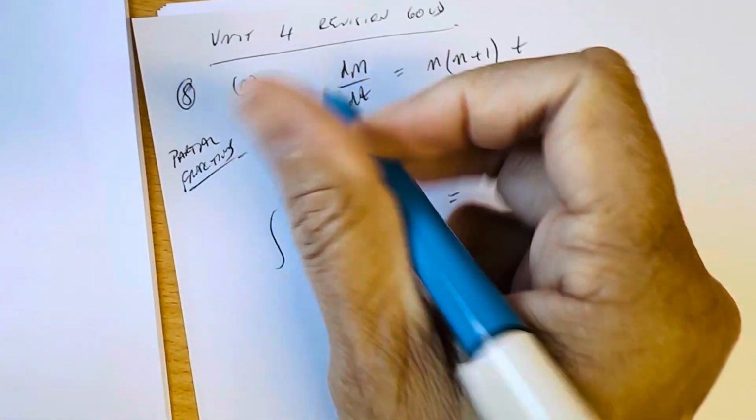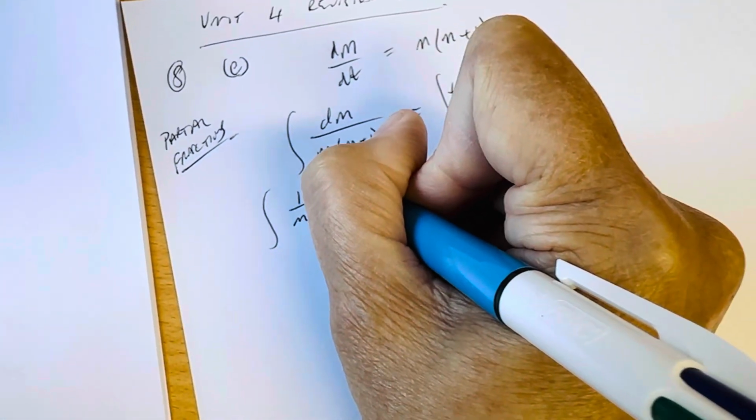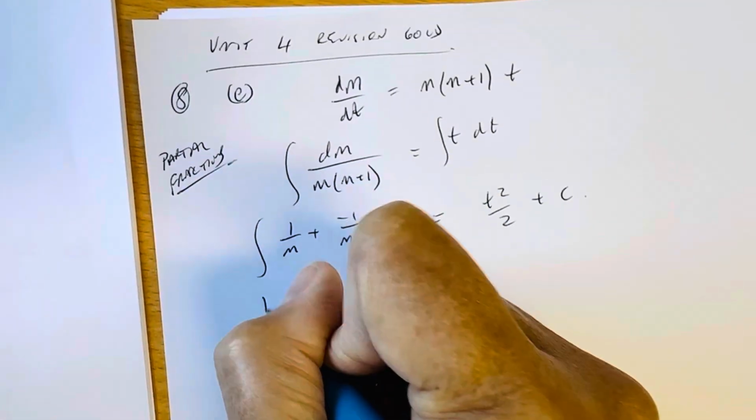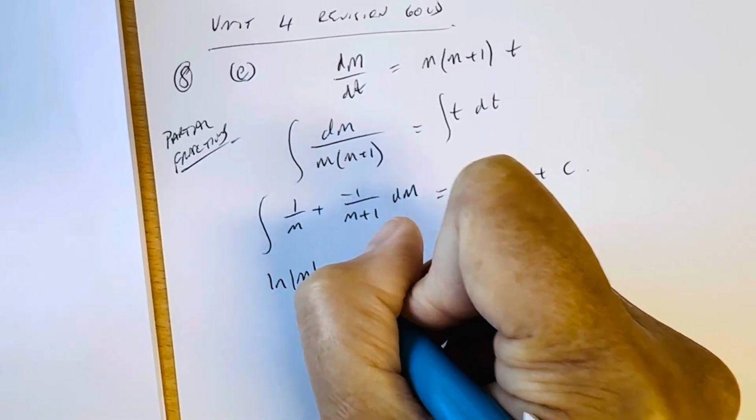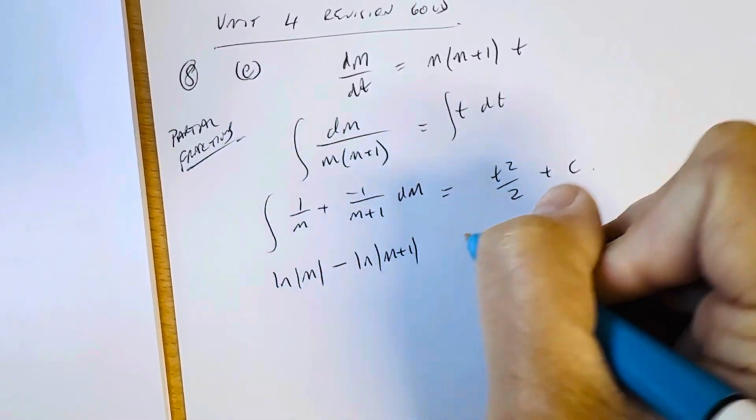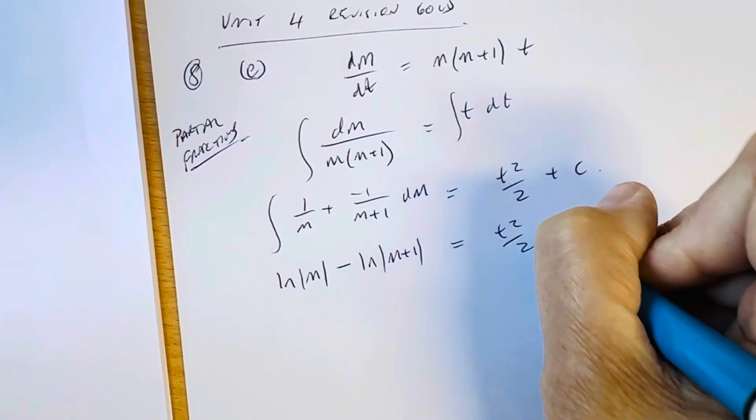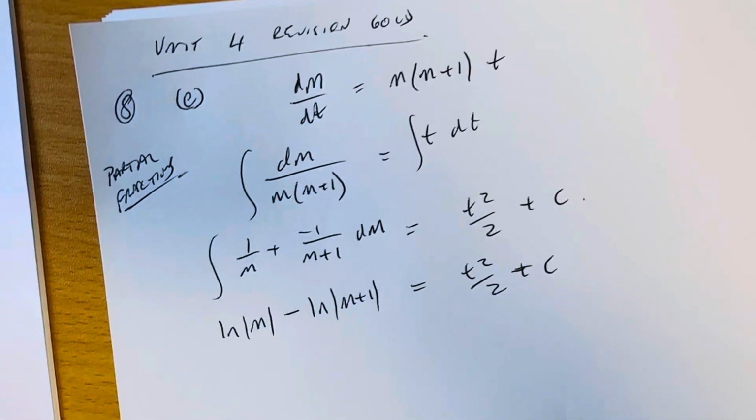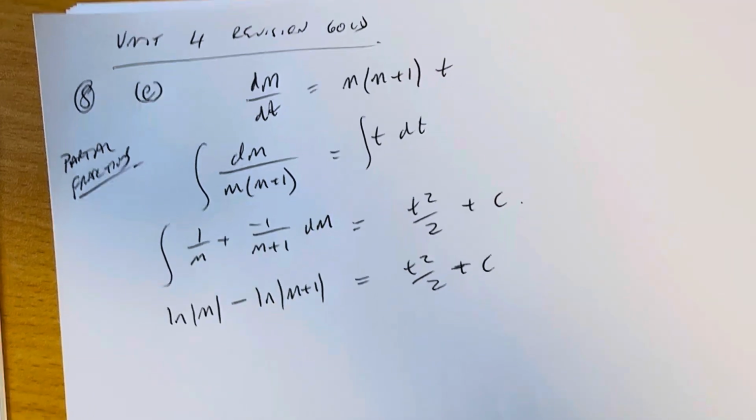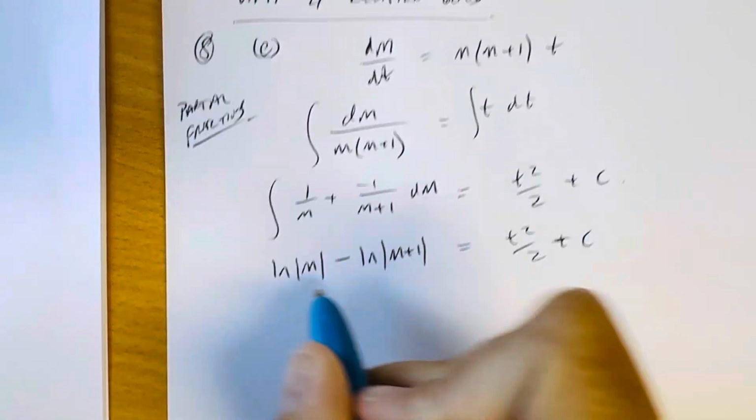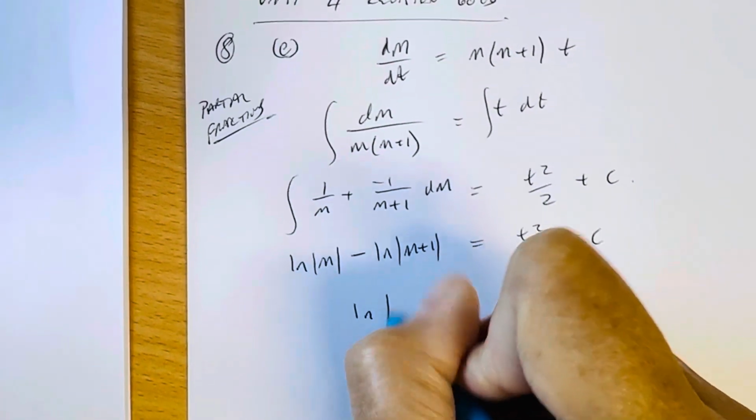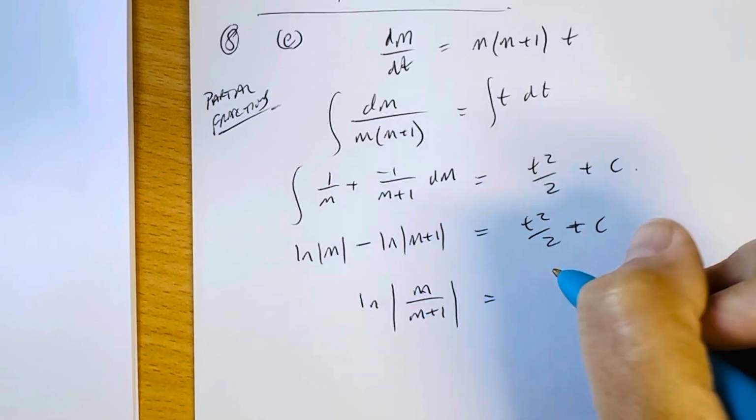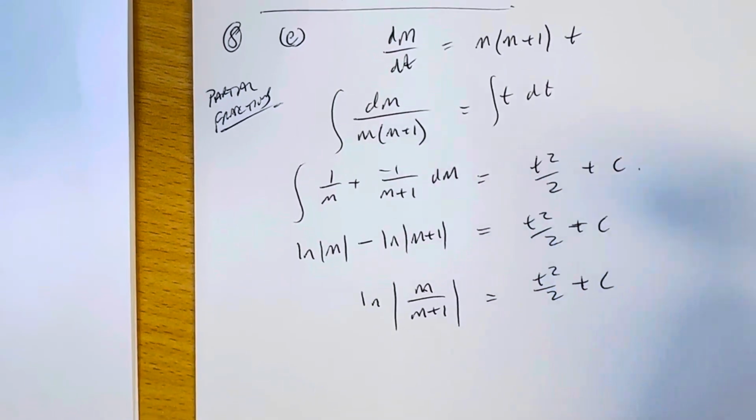So up here we're going to have the integral of 1 on m plus negative 1 on m plus 1 dm. We integrate that, we get log of m take log of m plus 1 equals t squared on 2 plus c. So we split it into our two partial fractions. We can then integrate. This gets a little tricky if we want to find m by itself. Putting the logs together, because they're take, they become divide. So we put that together.